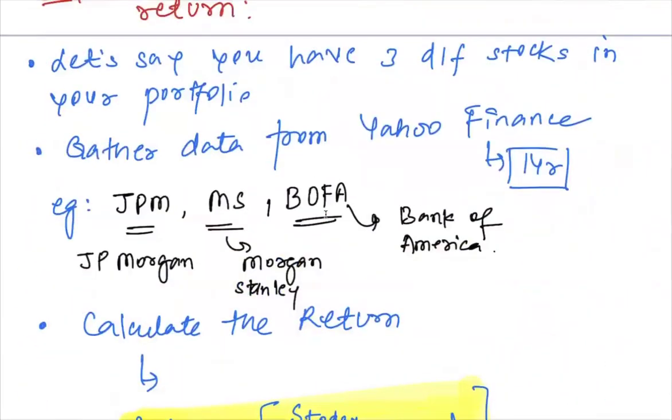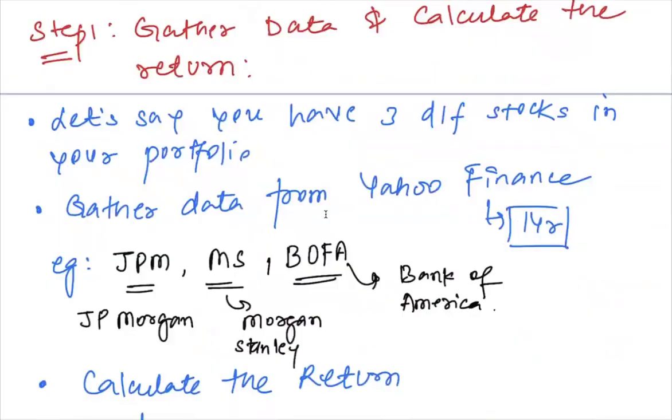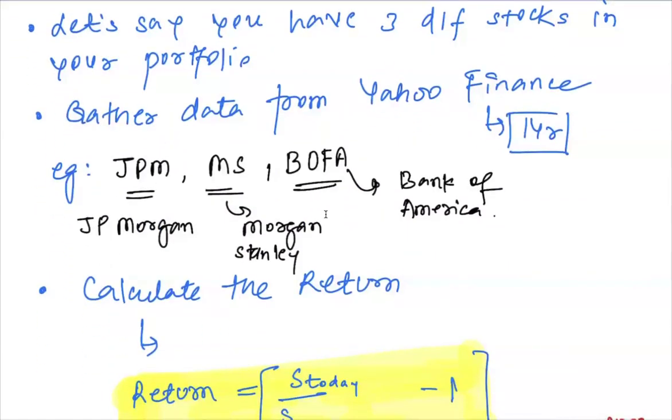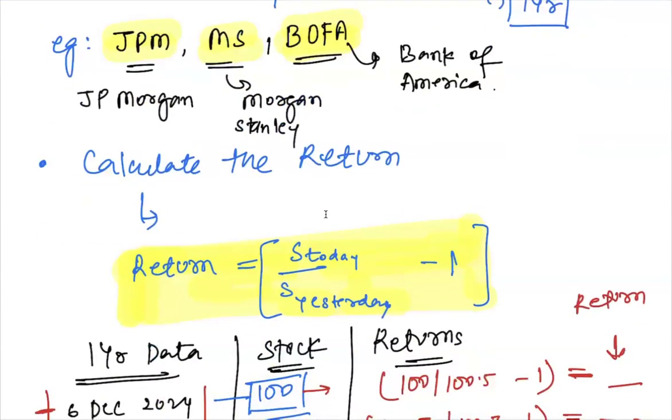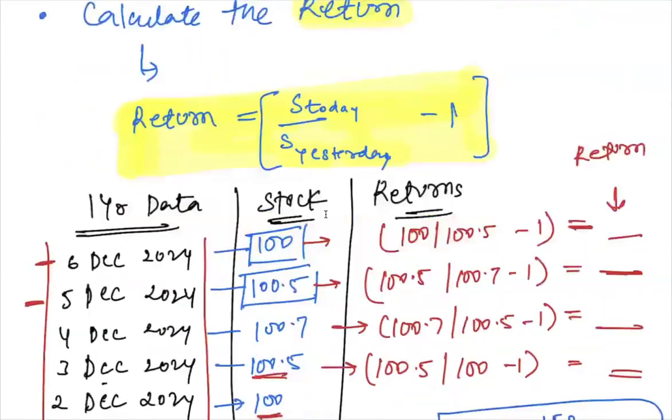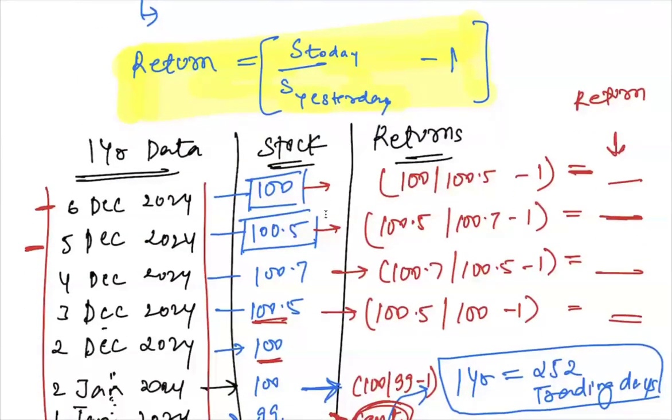So as I say, what's the first step? The first step is to gather the data, and now the data can be gathered from various sources. Yahoo Finance is the easiest. So let's say if I have three different stocks in my portfolio, which is JP Morgan, Morgan Stanley, and Bank of America. So what I'll do is I'll first download the data of each of them from Yahoo Finance, and then I will calculate the return. How will I calculate the return? Basically, whatever stock price is today divided by stock price yesterday minus 1.